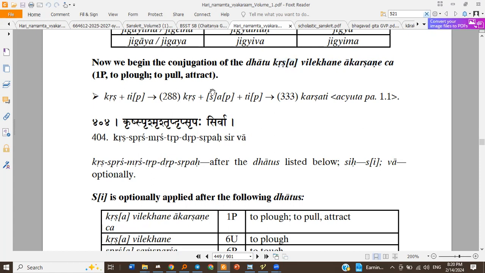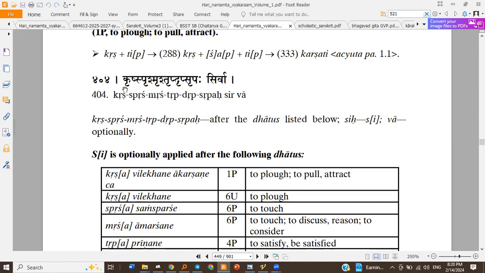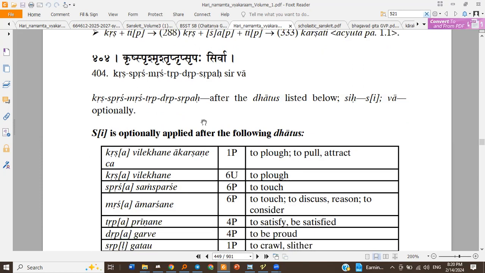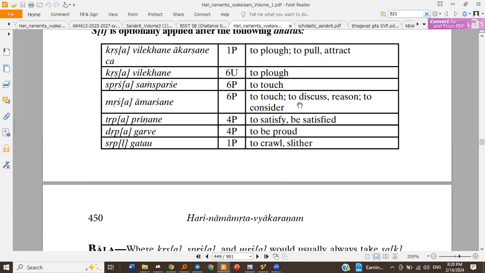So this Krish dhatu means to plow, to pull, to attract. Krish plus tip, Shab, Krishna dhatu ke, so Karshati. Lagu Davasya Govindaha, so we get Karshati. Krish, Sprish, Mrish, Trip, Drip, Srip, Sriva. Now C is optionally applied after the following dhatus, and Bhuteshu C is inserted, so it is optionally applied after these dhatus: Krish, Sprish, Mrish, Trip, Drip and Sri.